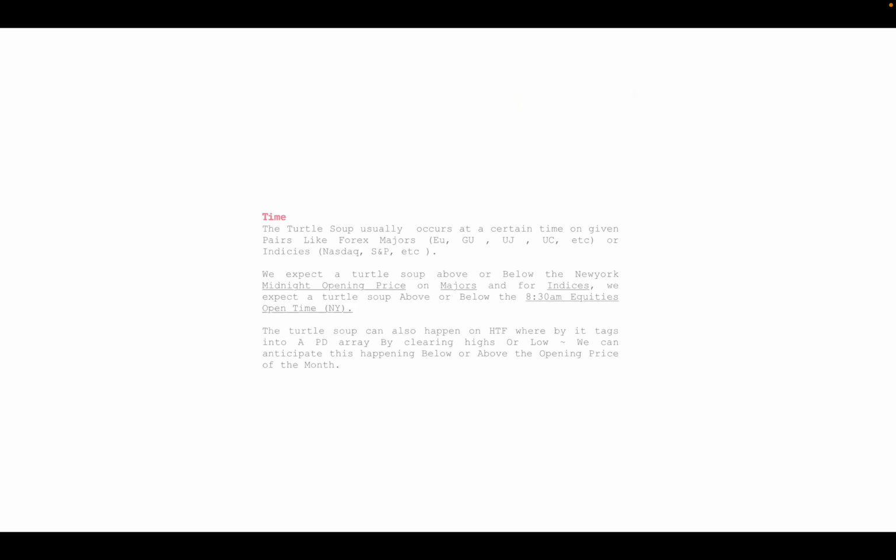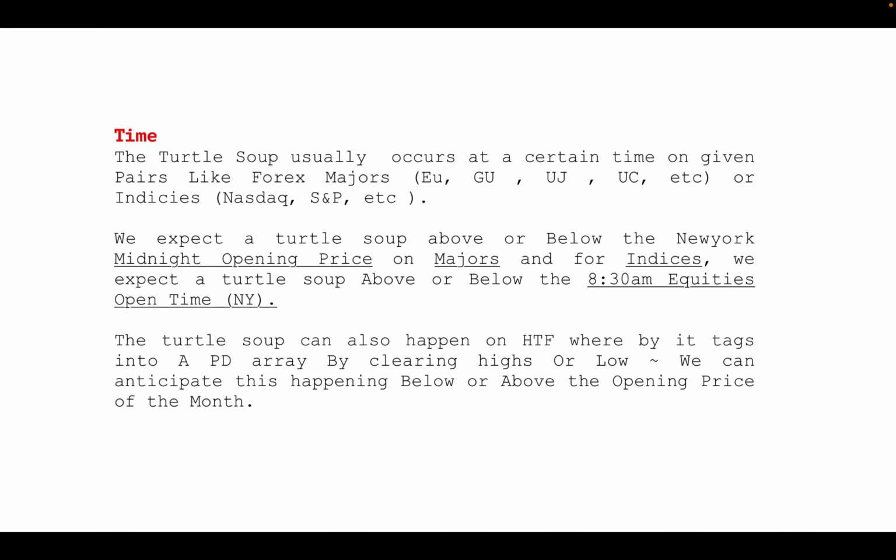So the next thing is time. Now, when you are trading the turtle soup, time is a very, very crucial thing to notice. You have to pay attention to it. So the turtle soup usually occurs at a certain time on given pairs like forex majors or indices. So on forex majors, we have EU, GU, USD JPY, USD CAD, etc. Then on indices, we have Nasdaq, S&P, US 30, DAX, GER 30, different kinds of indices.